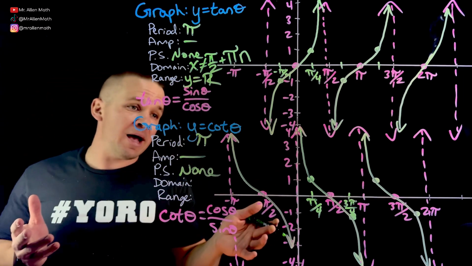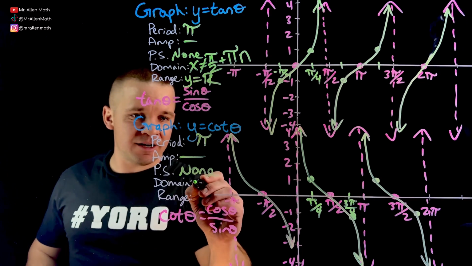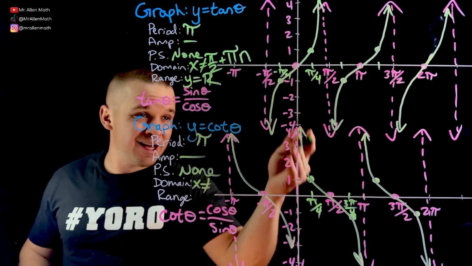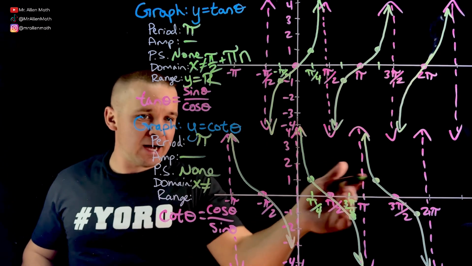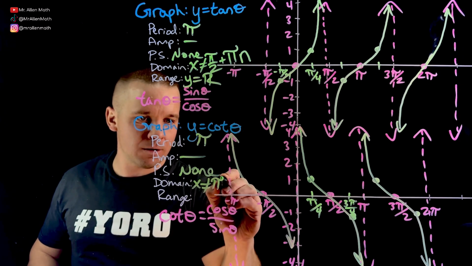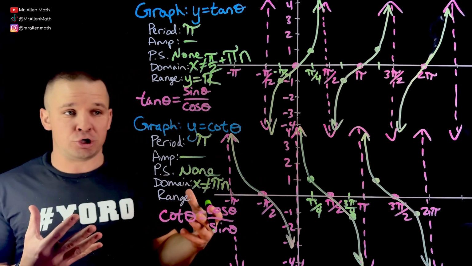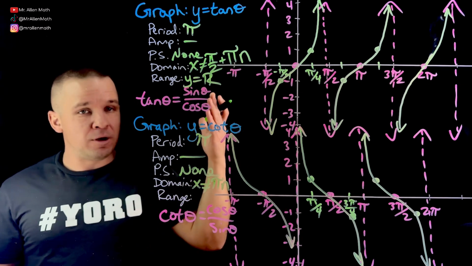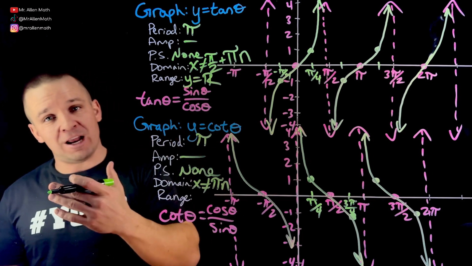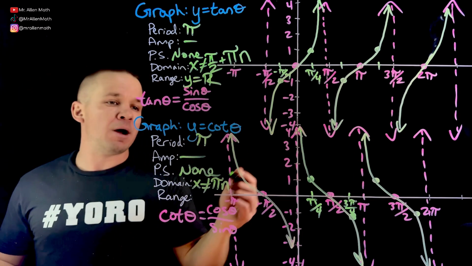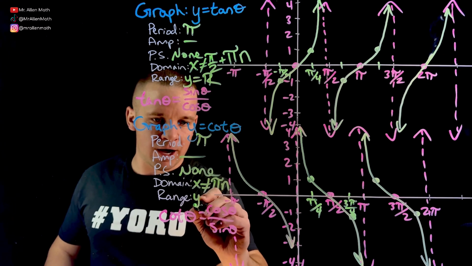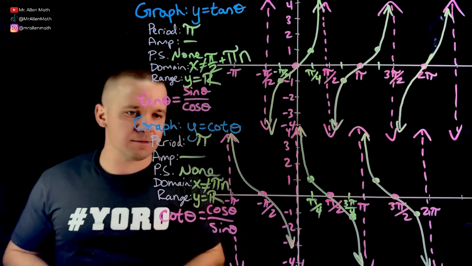All right. Domain. So what is x not allowed to equal? This one's actually kind of nice because it's at 0, but then it's every pi. So x cannot equal pi n, where n is some integer, positive or negative. I'd plug in 1, 2, 3, 4, 5, or 0, or -1, -2, whatever. Okay. My range is all real numbers. Y equals all reals. There we go.